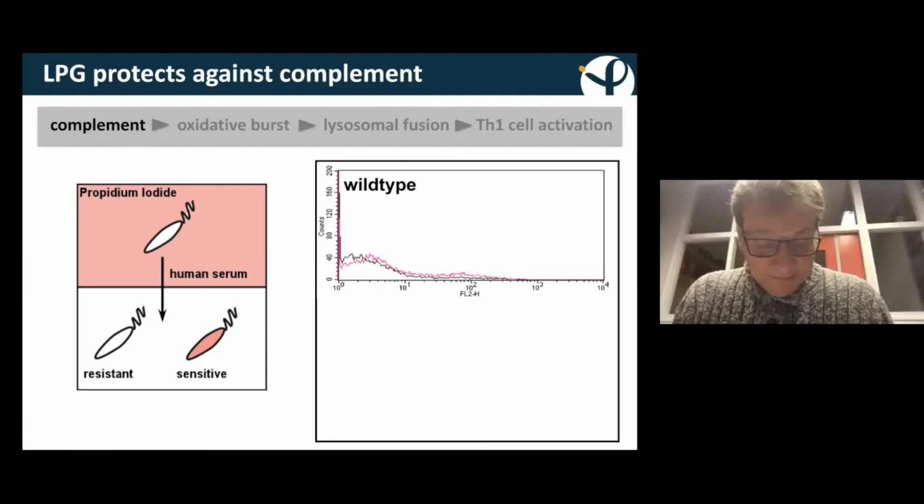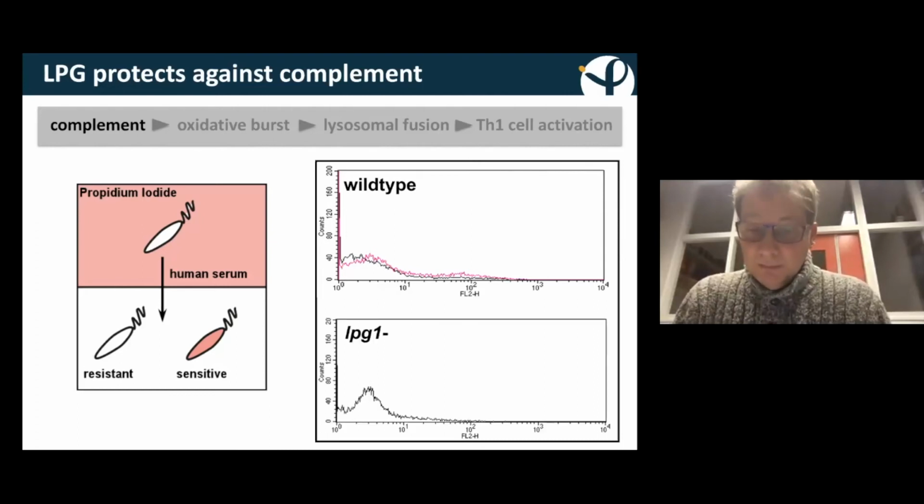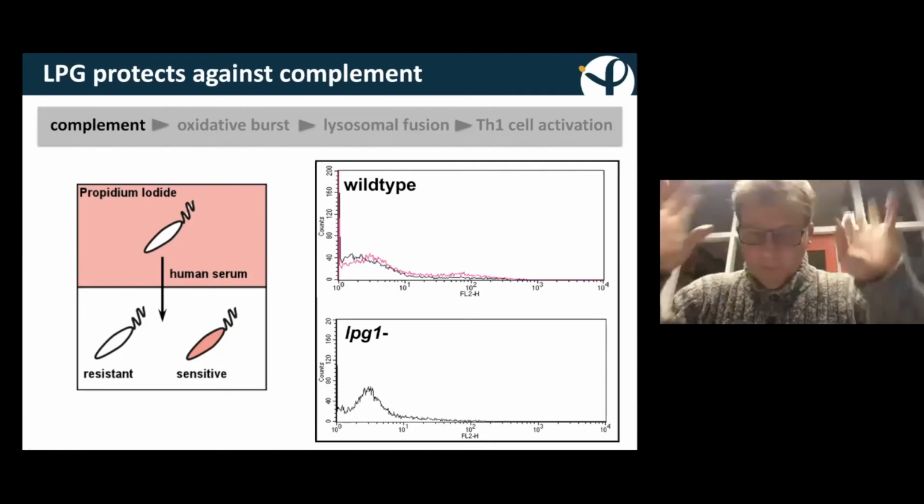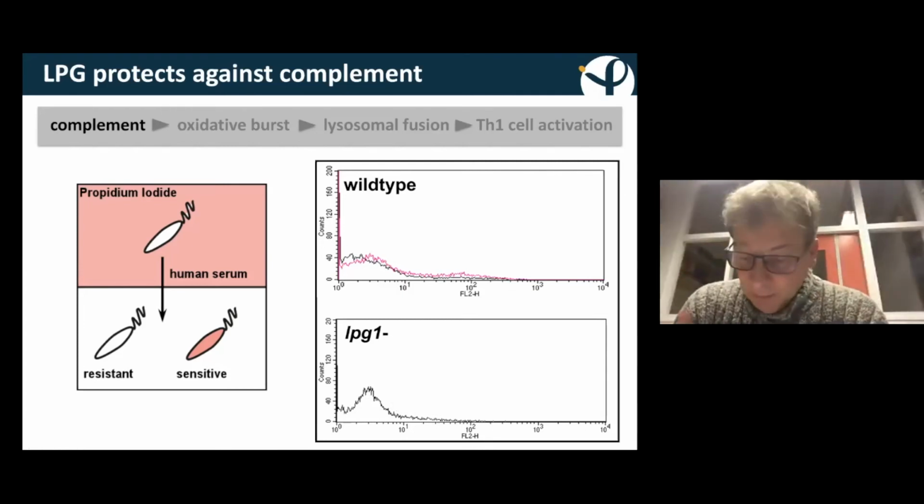And now what happens if we now do the experiment with the LPG1 knockout? Again, without any serum, they're just perfectly fine. They are happy and alive in the culture medium, even with the red stuff around it. But what I did now is I added my serum, and every 2 minutes, I was measuring the level of red. And this is a little animation, 25 years old.